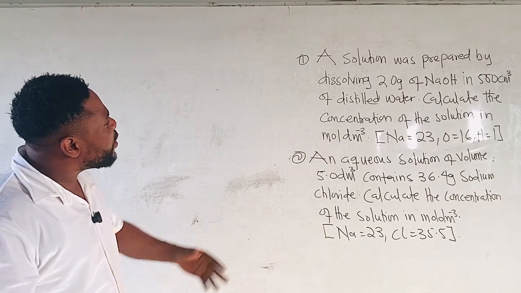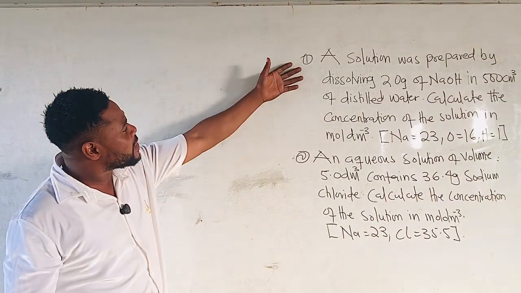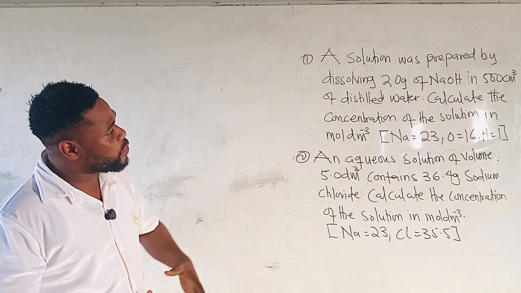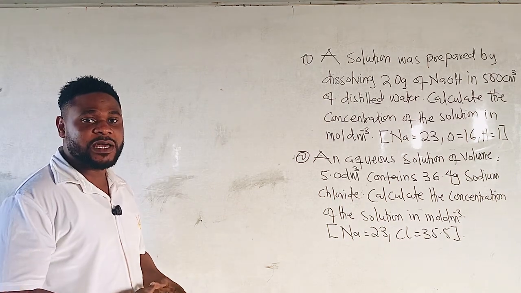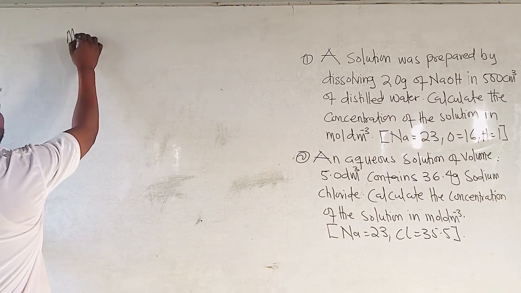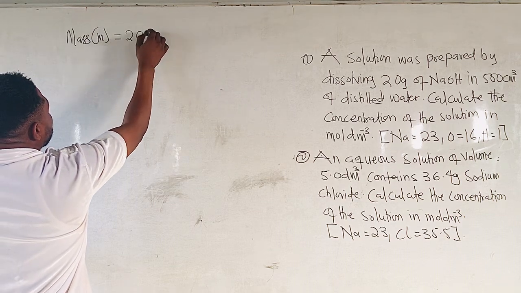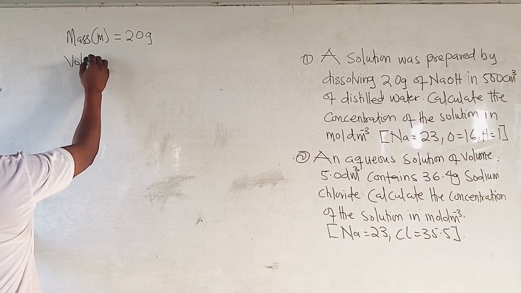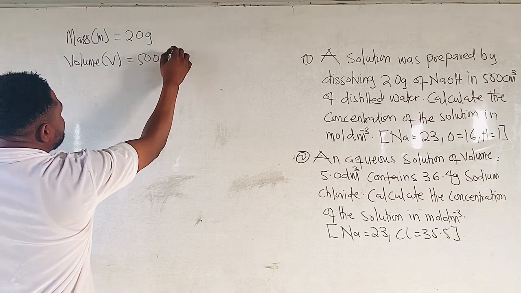We want to look at how we can answer these two questions in mole concept in chemistry. Let us look at question number 1. From question number 1, we have been told that a solution was prepared by dissolving 20 grams of sodium hydroxide in 500 centimeter cube. So from the question, we have been given the mass of sodium hydroxide to be 20 grams, and we also have the volume in the question as 500 centimeter cube.